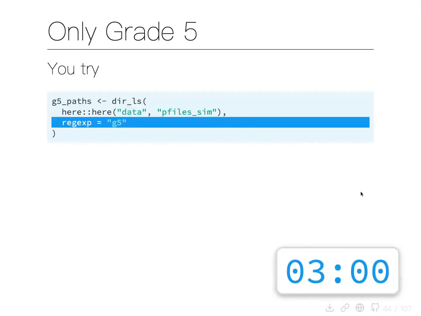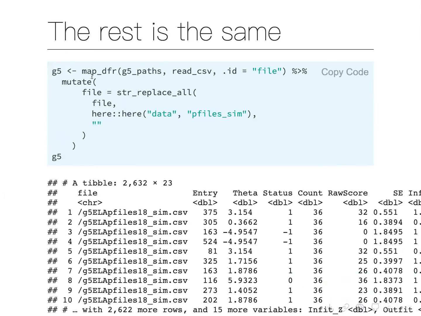Hopefully you were successful. Basically, it would look like this. We get the grade 5 paths like this with dir_ls, we say here, data, p-file sim, and then the regex is just G5. From there, we just say map_DFR G5 paths, read_csv, .id equals file. And then I replace the here part on there so that we end up like this. And we have ELA, we would also have math, we would also have science, etc. Any questions on that?